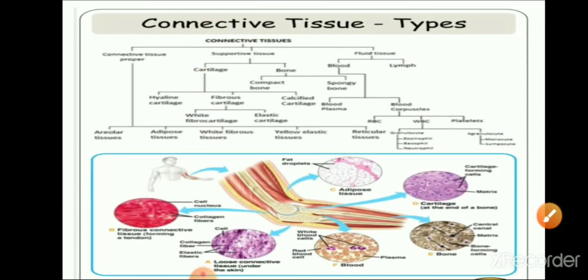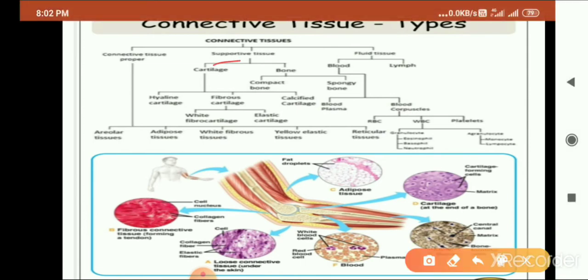Here we have the types of connective tissue. The connective tissue is of three types basically. Connective tissue proper, then supportive tissue that includes bone and cartilage. Then we have fluid or the vascular tissue that includes blood and lymph.